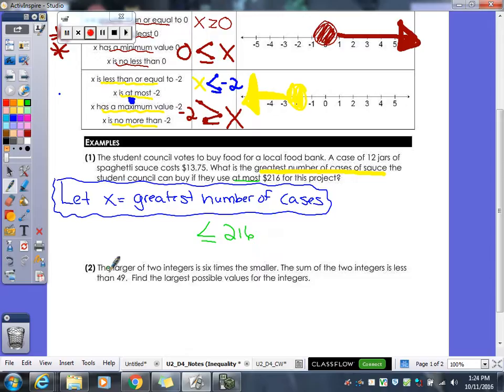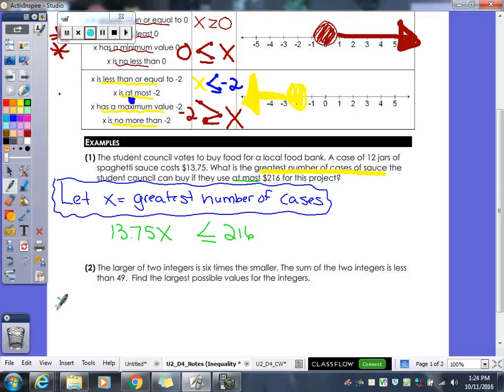Now we got to do this side. How much does a case cost? $13.75 per case. Where do I put that 12 in? What's that 12 talking about? It says 12 jars of spaghetti sauce in a case. That's how many jars are in each case, and it costs $13.75 a case. Is it asking me about how many jars of sauce I need? Is that what the x wanted, the jars of sauce?